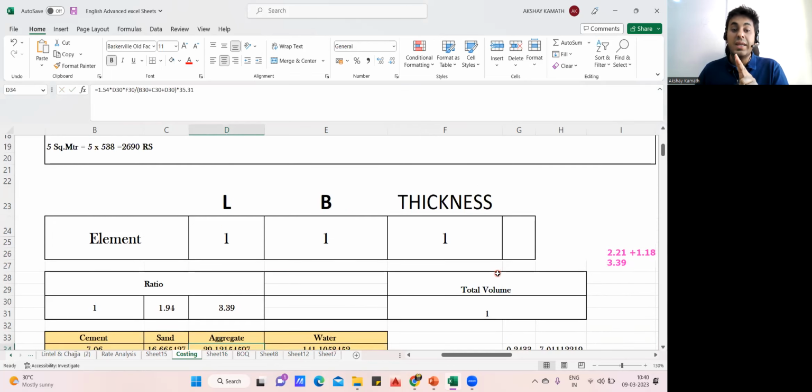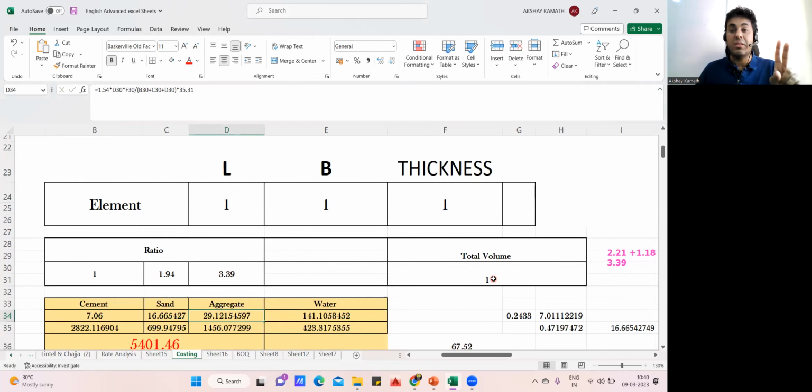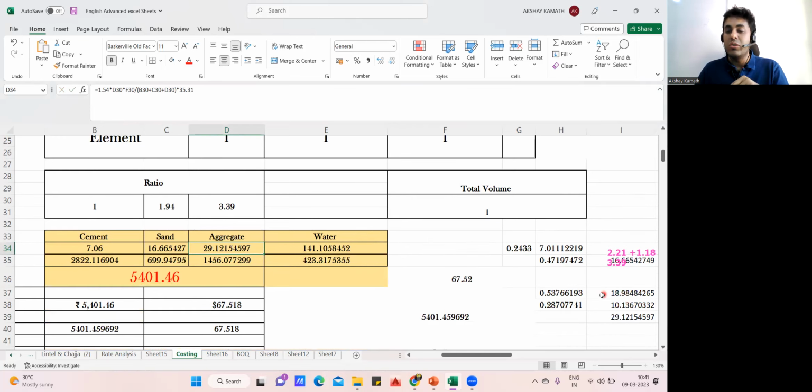Got it? So for aggregate, since here the question had 20 mm separately and 10 mm separately, that is why according to the 20 mm, I require 18.98 CFT. And for 10 mm and downsize, I require 10.13, but together it will come out to be 29 CFT, which you can see it here.